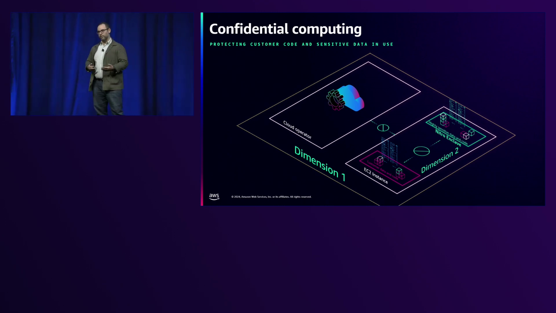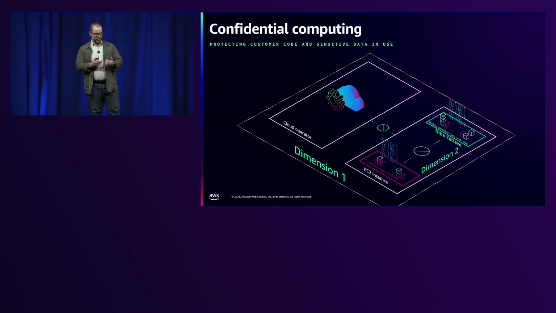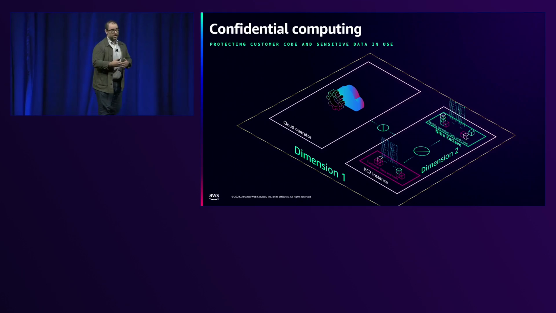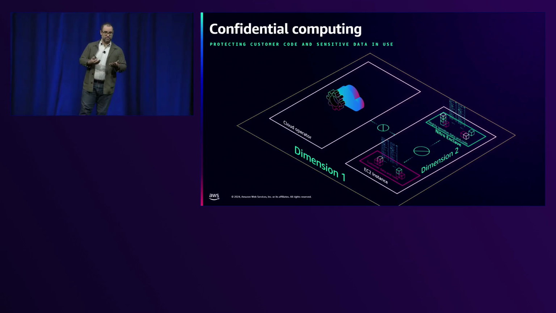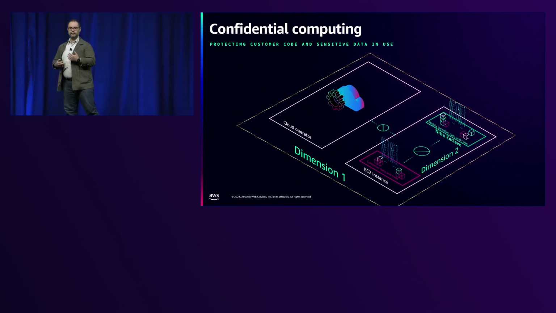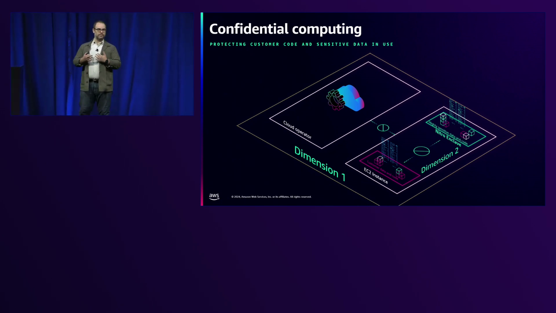Now, this can be important for a variety of reasons, which we'll talk about in a bit. But the second dimension is really about isolation between, for example, customer data and code, or even interactive operators like administrators, and a particularly sensitive set of code and data that needs to be processed in an isolated fashion.